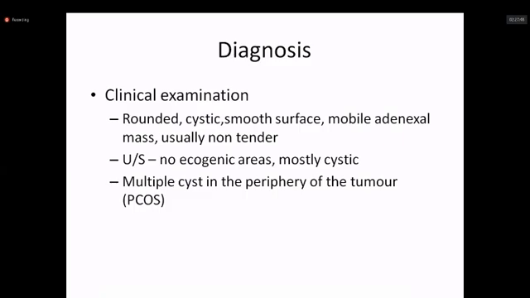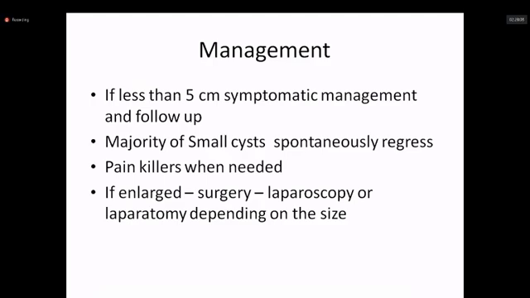A classical example of such functional cysts is the multiple functional cysts seen in polycystic ovarian syndrome. I don't know whether you have heard this terminology, polycystic ovarian syndrome. They have multiple cysts scattered. Management, I told you about the management. If they are less than 5 centimeters and asymptomatic, then follow up.